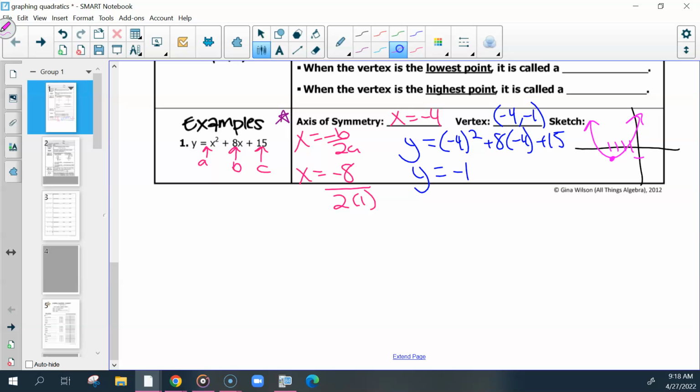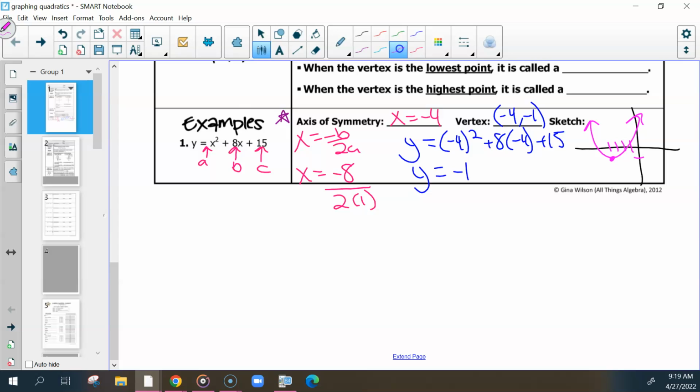Okay. Do we solve that? -8 over 2, which is -4. And then y equals -4 squared plus. We take the equation we're given and put this into all of our x's. Oh, okay, yeah, that makes sense.